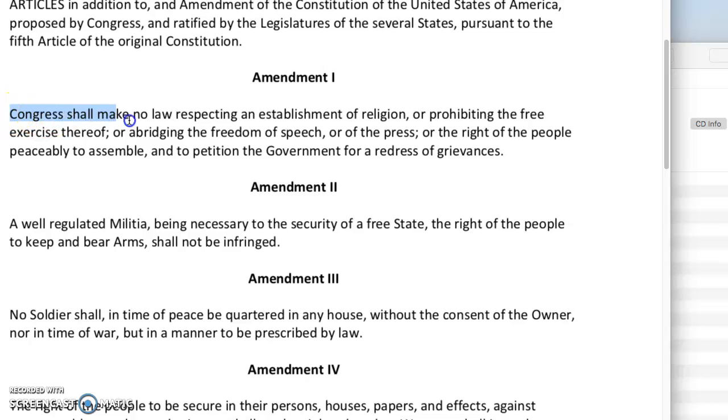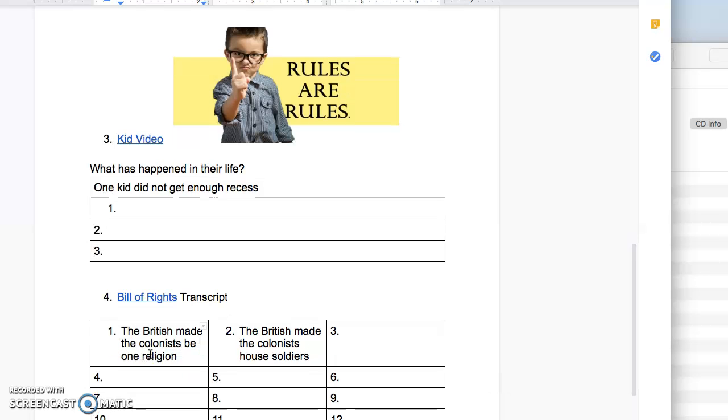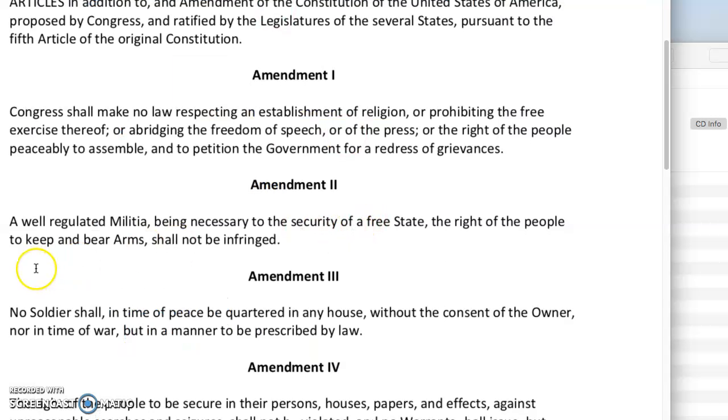So this first one says, Congress shall make no law respecting an establishment of religion. Okay, if they're saying that, they don't want the government to make one religion, then we could assume that at the time, the British government made the colonists be one religion or one type of religion. So that's what I put down for this one. Okay, so you're putting down what was happening to them at the time. Okay, let's do another one.